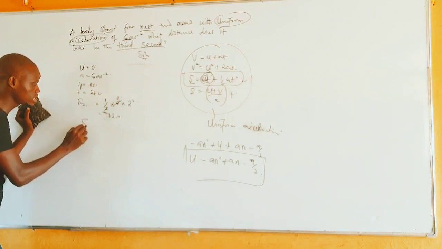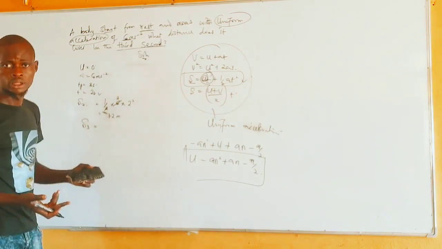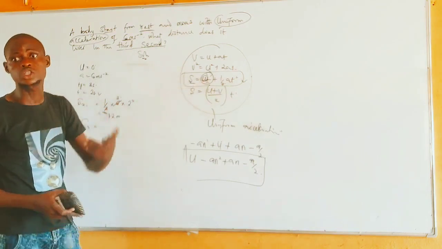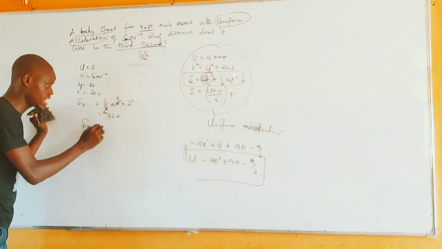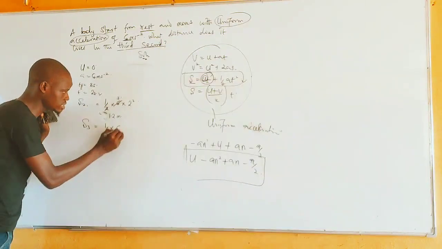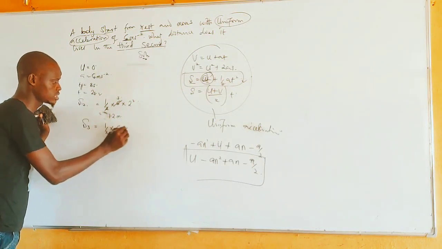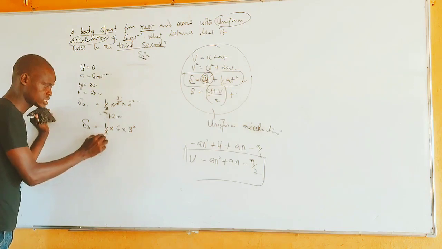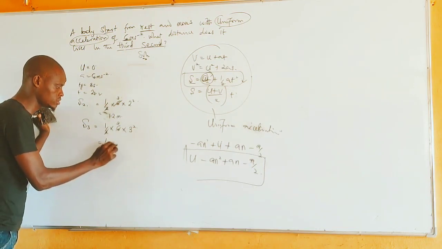Now the distance the body will cover when the time taken is 3 seconds will be the same thing. Don't forget that your initial velocity is equal to 0 because the body is starting from rest. So I'll still be having half times my acceleration, which is constant, that is 6 times, but my time taken in this case is 3 seconds. Then I'll be having 3 squared. So 3 times 9, I should be having 27 meters.